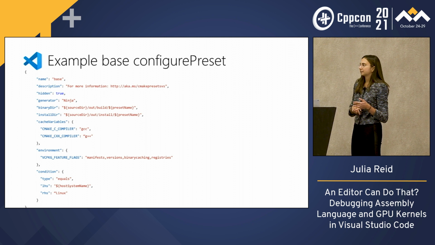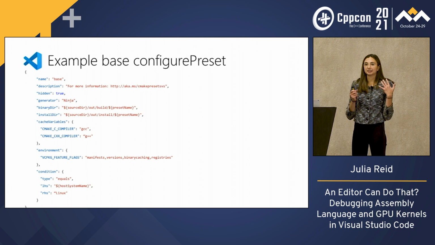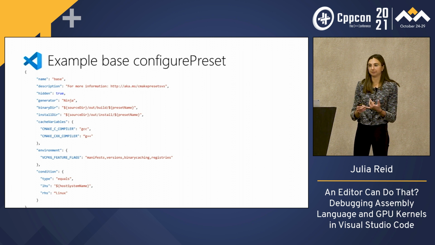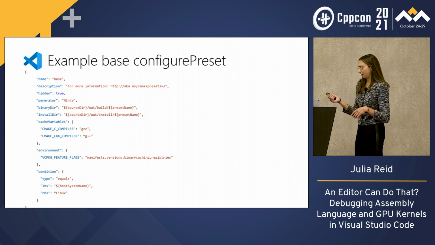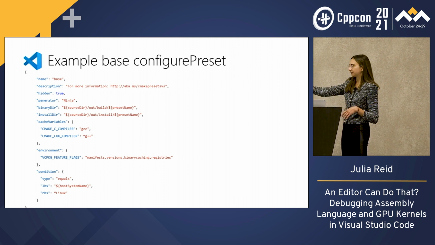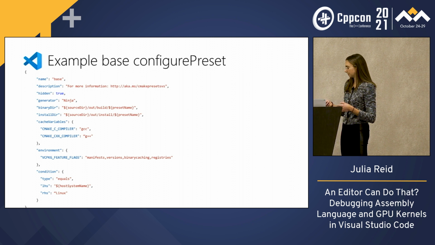Most of these properties correspond to options you would pass to CMake on the command line. In fact, any option that you can pass to CMake on the command line is captured by configure, build, and test presets. So for example, setting the generator is the same as passing -G, setting these cache variables is the same as passing -D on the command line, and the cache variables and environment variables are inherited by any preset that is inheriting this base configuration.